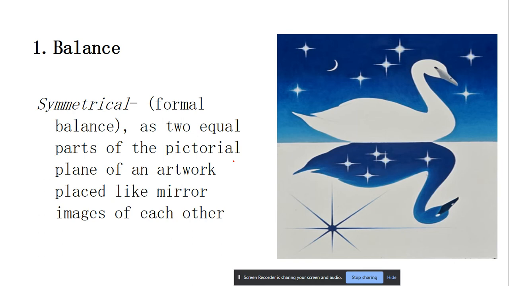Symmetrical, formal balance as two equal parts of the pictorial plane of an artwork placed like mirror images of each other. So upon looking at this one, it seems to mirror itself. So this could be maybe in water because water clears. You could see reflection in water, so it could form some symmetrical.